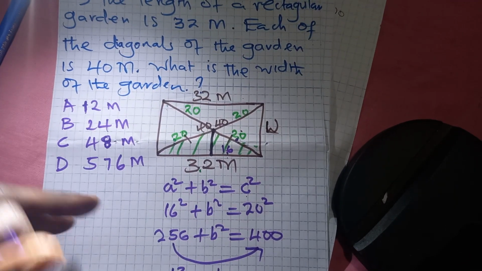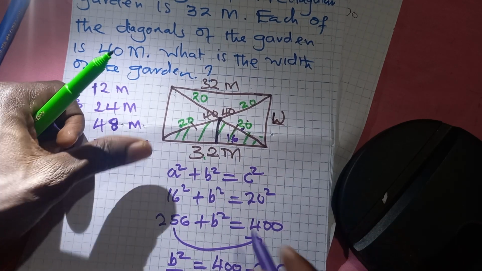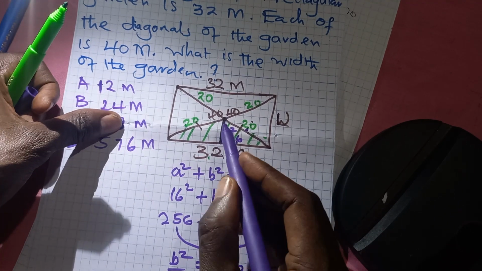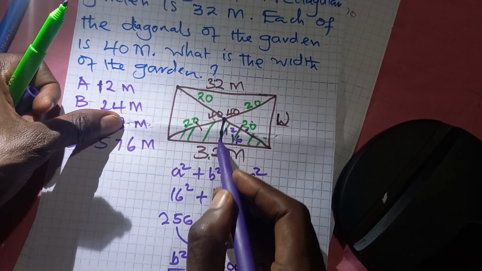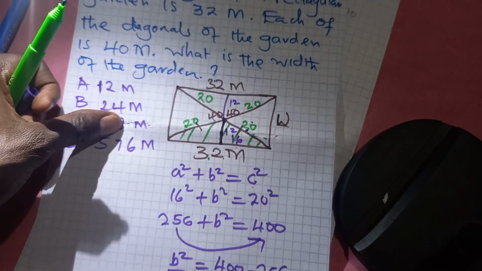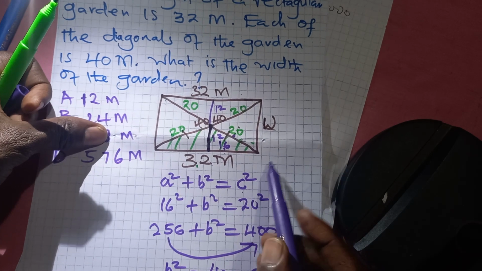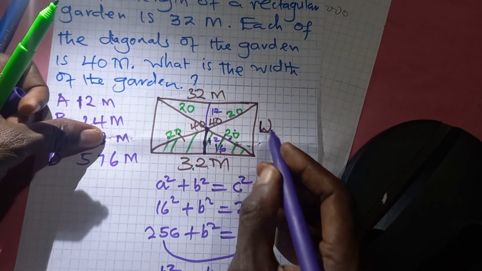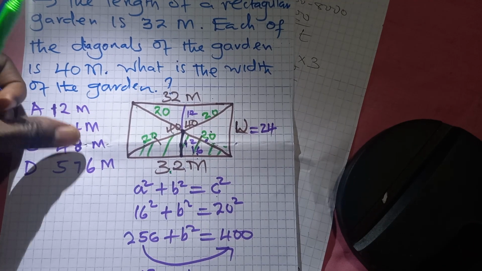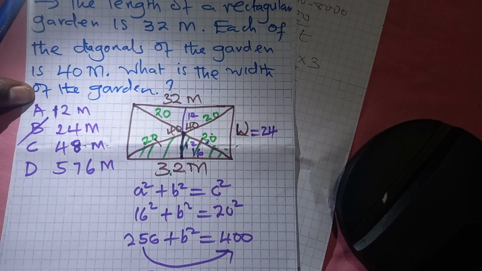So our B, which is the height of this small isosceles triangle, is 12. You understand that this small height is also the same as this one, so this is also 12. Now we have gotten the width of the rectangle, which is 12 plus 12. It becomes 24, and we have answered our question. Our answer is choice B. That is how we find it.